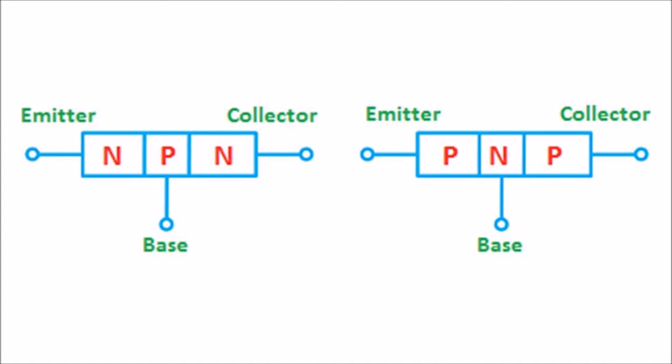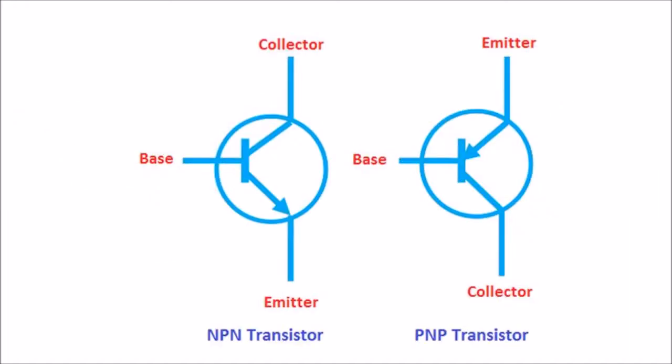The emitter terminal is connected to the left side P-type layer. The collector terminal is connected to the right side P-type layer. The base terminal is connected to the N-type layer. The PNP transistor has two PN junctions. One junction is formed between the emitter and the base. This junction is called the emitter-base junction or emitter junction. The other junction is formed between the base and the collector. This junction is called the collector-base junction or simply the collector junction.